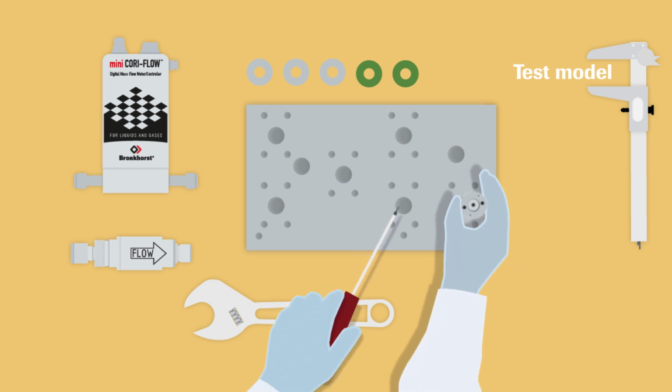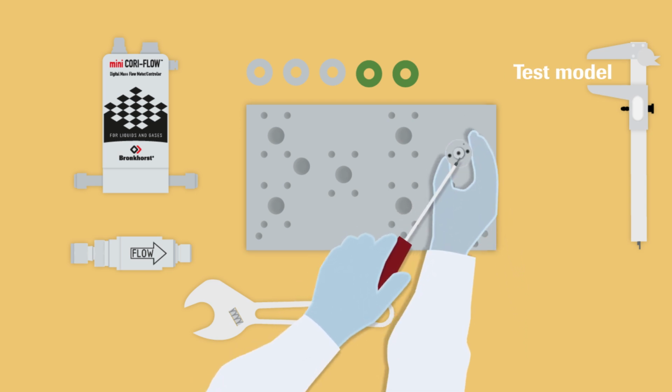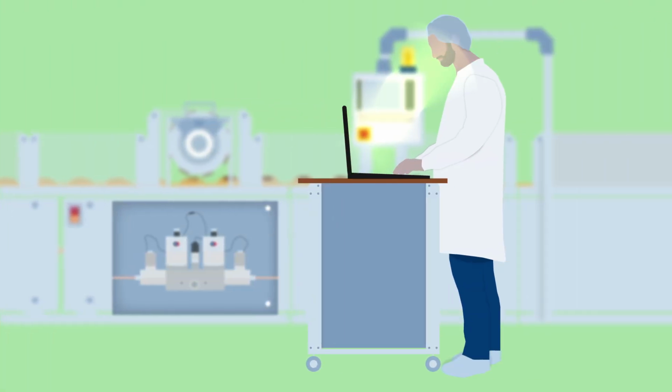Upon receipt of an initial order, we can start the production of a conceptual model. The customer has the opportunity to test the conceptual solution. Bronkhorst offers the option of on-site support during the process of design validation.